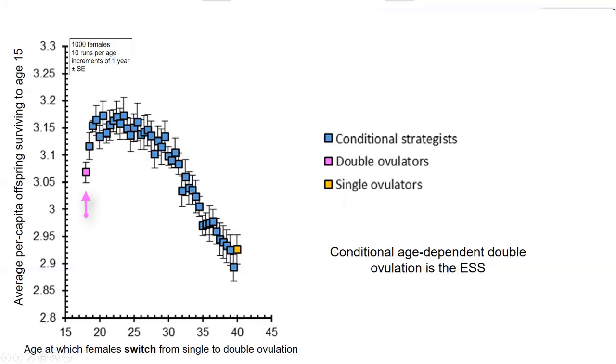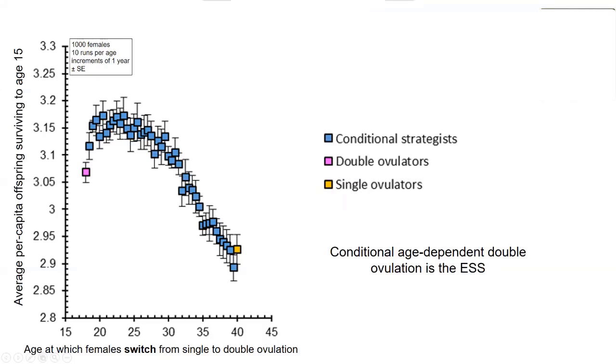And the result of that sort of simulation is shown in the magenta point. If, however, the switching age is later than the age of last reproduction, then those women in that simulation will have always single ovulated throughout their life. And that is shown by the gold point on the right side of the graph.